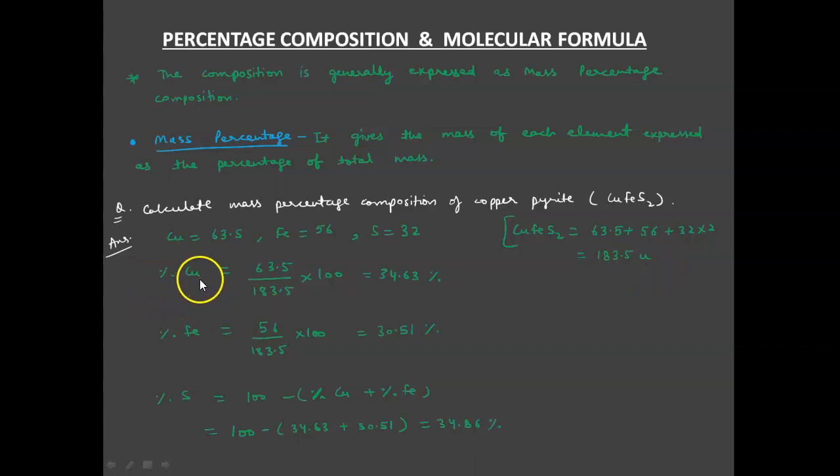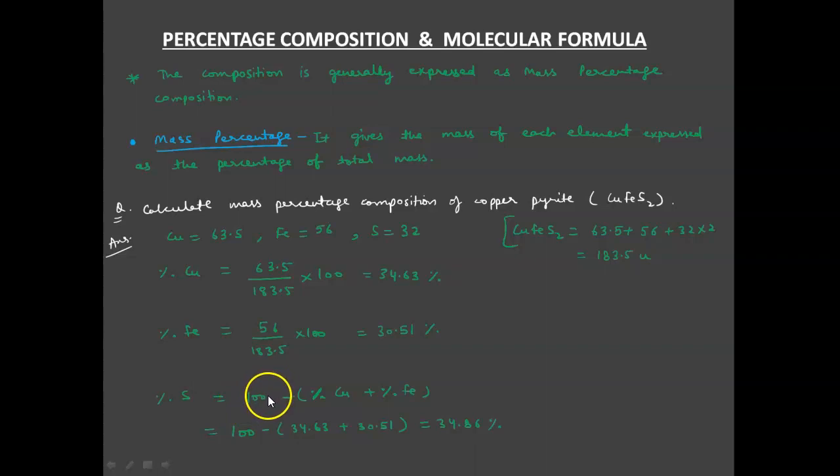For percentage composition of copper, we will take the mass of copper upon the total mass of the compound, into 100 for percentage. So here copper is 63.5 and total is 183.5. So 63.5 upon 183.5 into 100 comes out to be 34.63 percent. Similarly for iron, the percentage is 56 upon the total, that is 183.5, into 100, which comes out to be 30.51%.